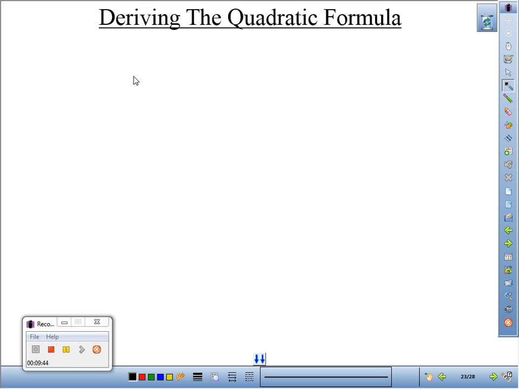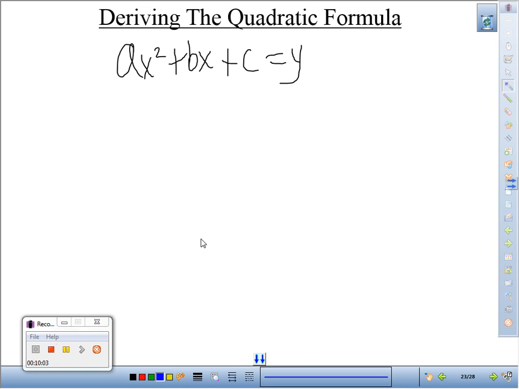Trust your training. So we start off with ax squared plus bx plus c equals y. Okay? Here we go. Our first step is to change y into what? 0. So this becomes ax squared plus bx plus c. From there, eliminate the constant? Not really. We need to first do what? Divide by the leading coefficient.